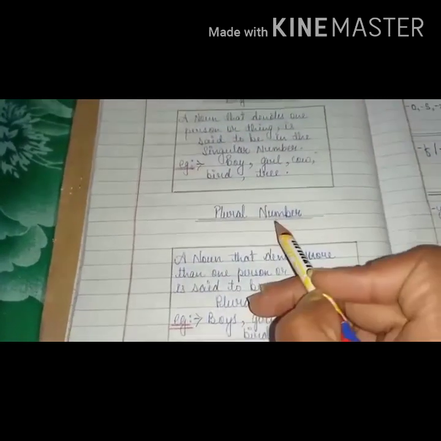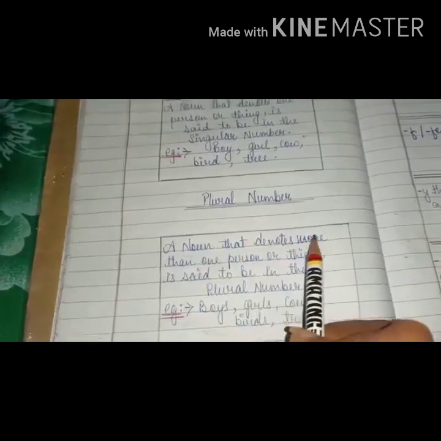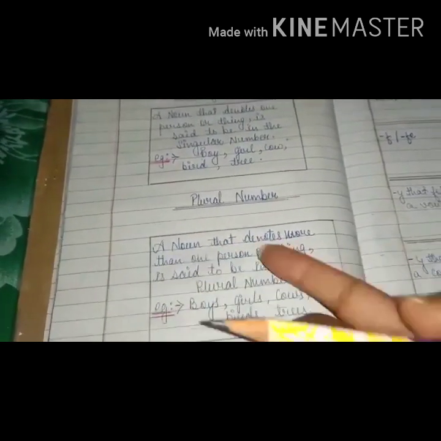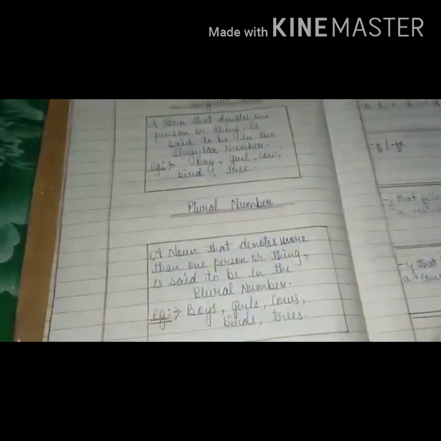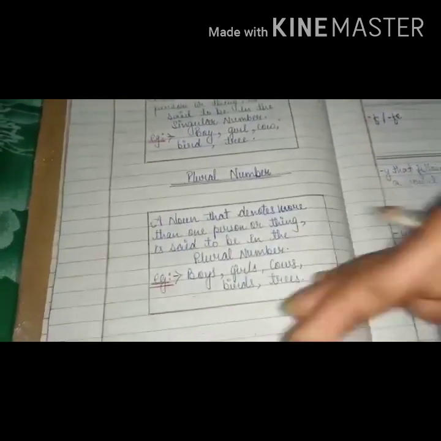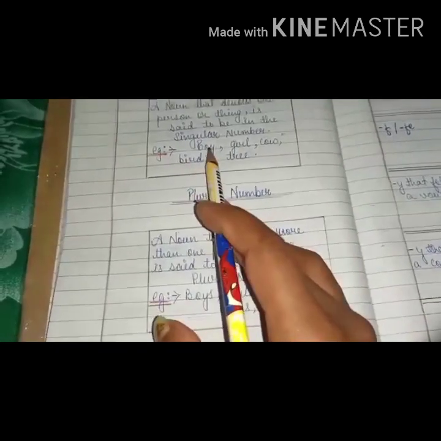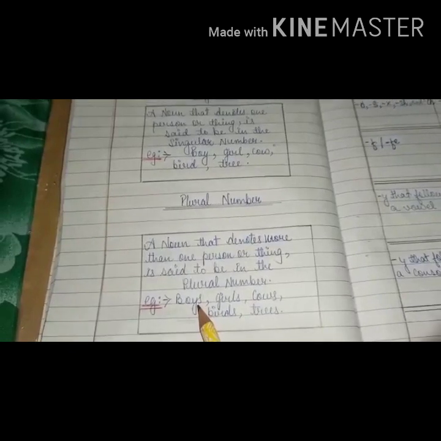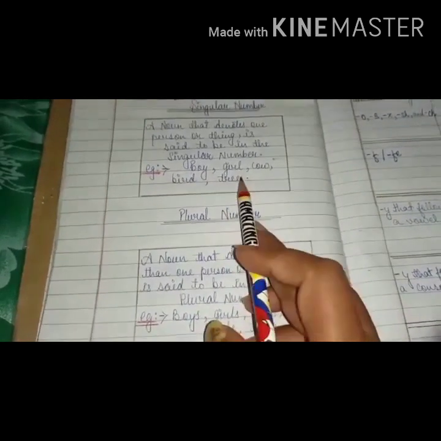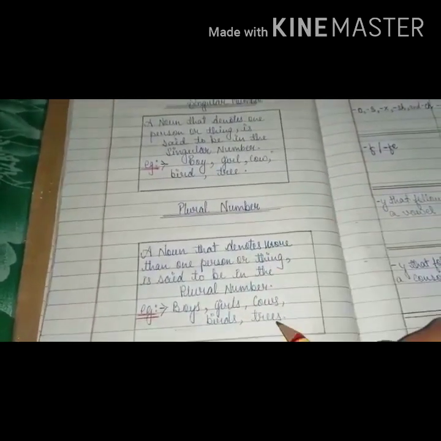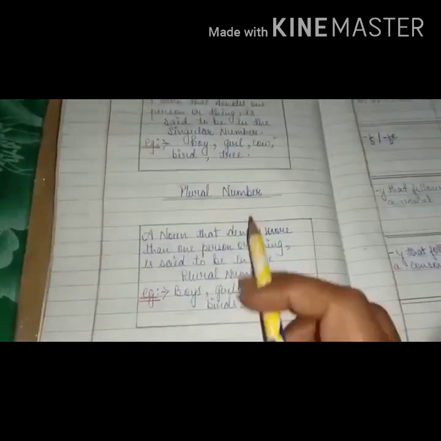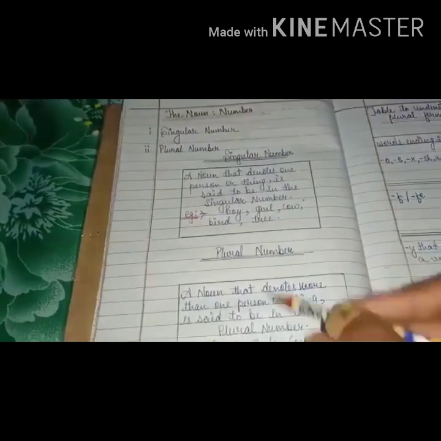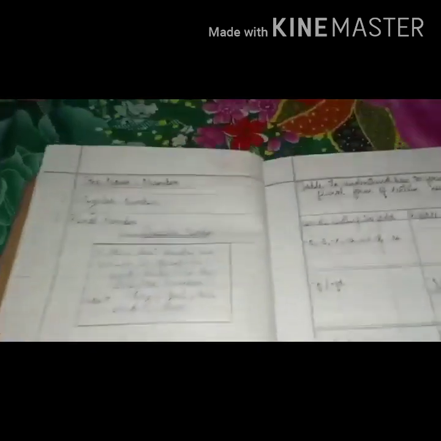Next we come to plural number. A noun that denotes more than one person or thing is said to be in the plural number. More than one: you can take 2, 3, 4, anything more than one. Examples you can see here. In singular we wrote boy, and in plural it will be boys. We'll put S for making the plural number. Girl, girls. Cow, cows. Bird, birds. Tree, trees. So this is the difference between singular number and plural number along with the examples.